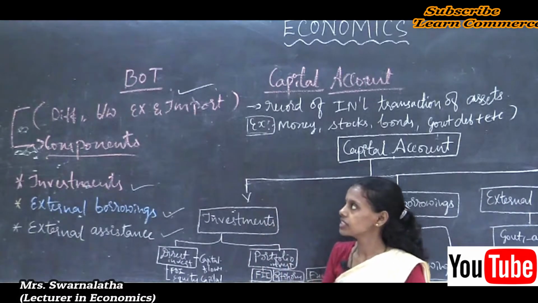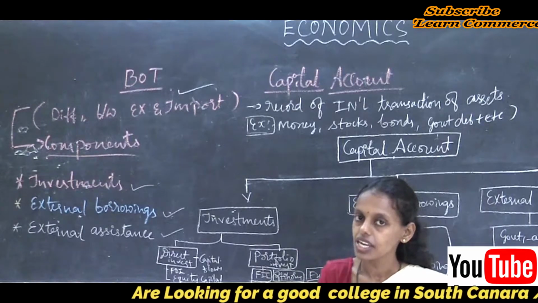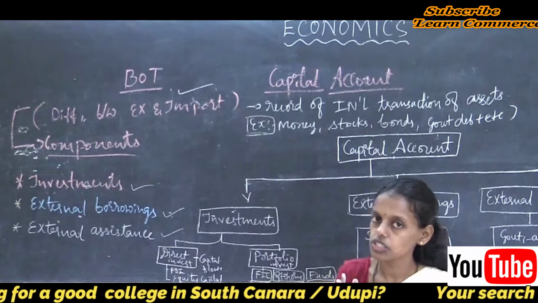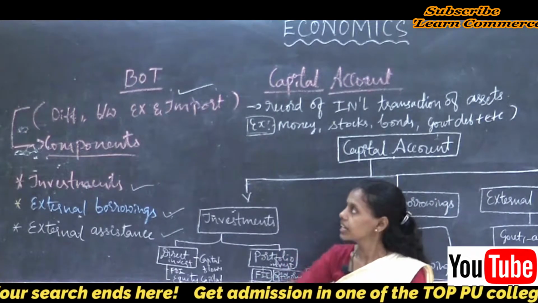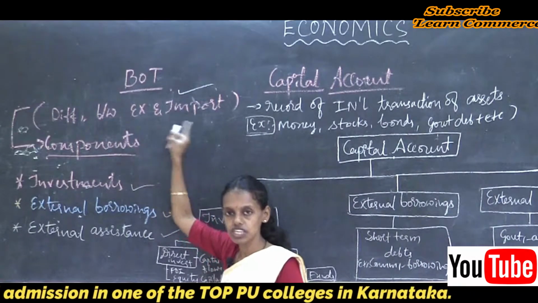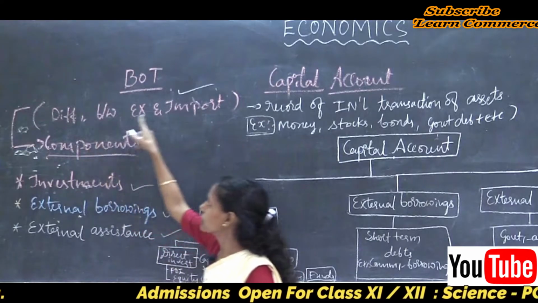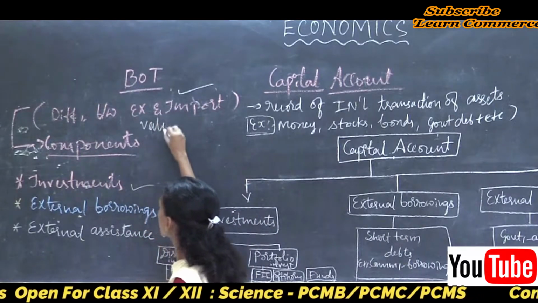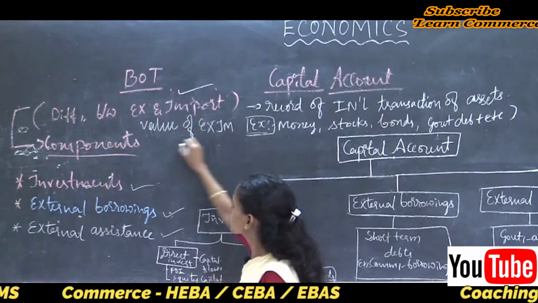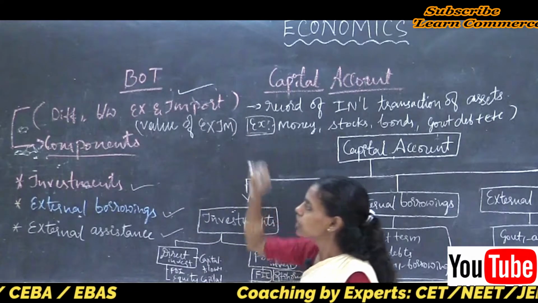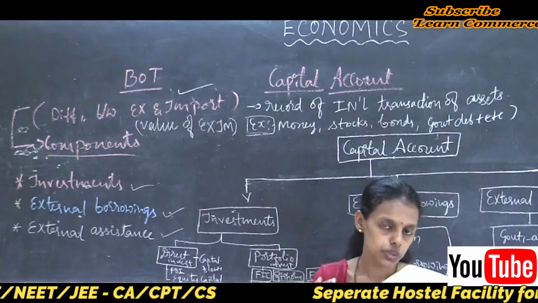Balance of trade of a country is the difference between its exports and imports. It is the annual transaction between the domestic country and the rest of the world. It is a record, an annual statement of exports and imports. It is the difference between the value of exports and the value of imports in a country during an accounting year.